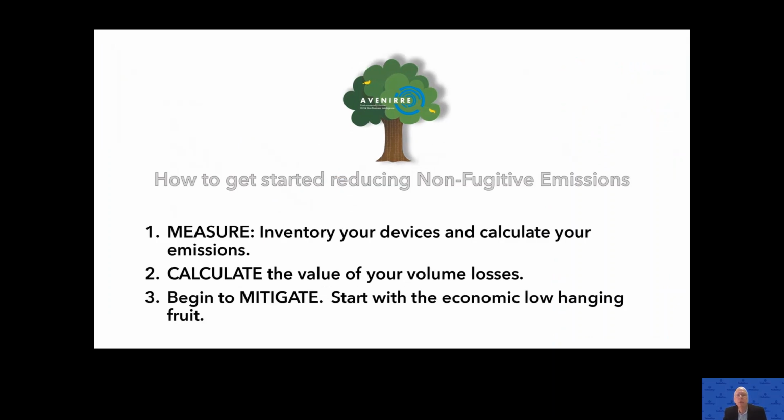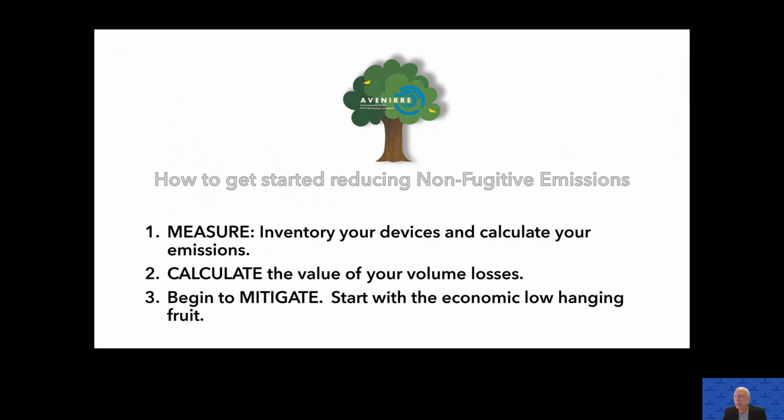So how to get started reducing non-fugitive emissions? It's extremely hard to reduce anything if you don't measure it. So step one is just simply to create an inventory of your devices on your location, and then use known engineering formulas to calculate the volumes being emitted. Each device on location emits gases as a function of something, a function of pressure, a function of production going through a separator, whatever that number is, and then there are known engineering formulas that you can use to calculate that.